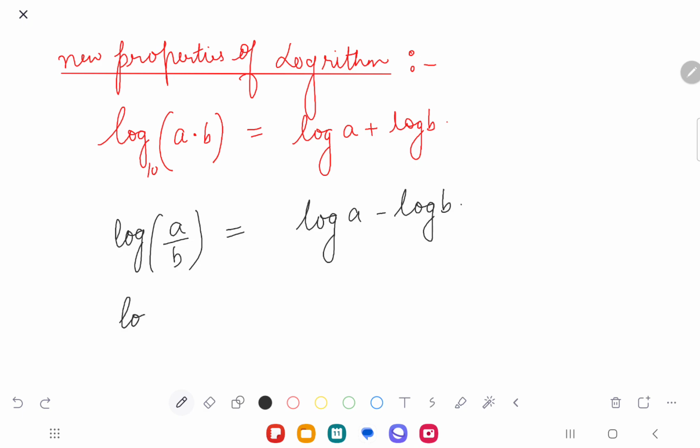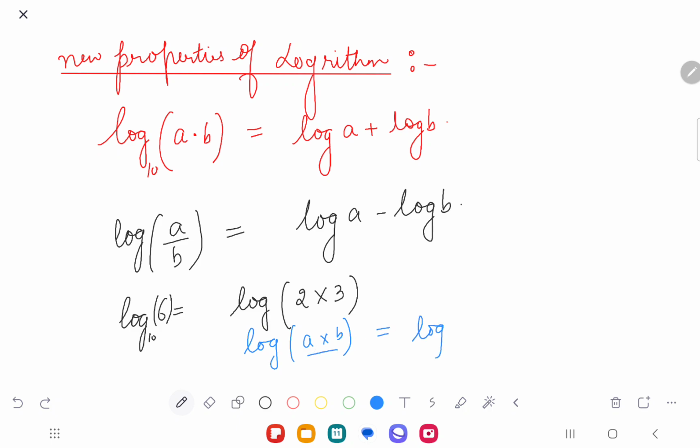So for example, if I have log 6, you can always express it as log of 2 times 3, since 6 can be written as 2 times 3. Yes or no? So log 2 times 3 is looking like log a times b, and by the property of log a times b, it is log a plus log b. So I will have log 2 plus log 3. Understood or not?